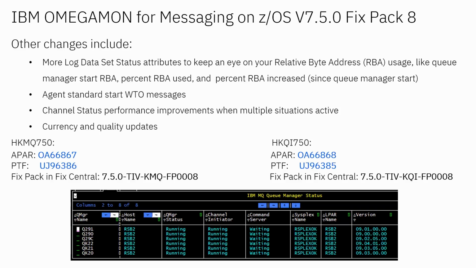And you'll notice that for most of our agents, we will now write WTO messages as the agent starts. So you can trap those messages with system automation to understand if that agent is up and running. This will help with your IPLs, and also help with making sure that your agents are all connected without having to log on to the user interfaces. Okay, next slide, please.